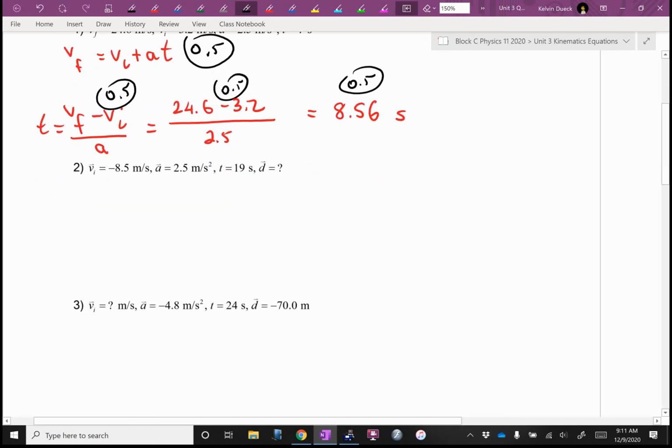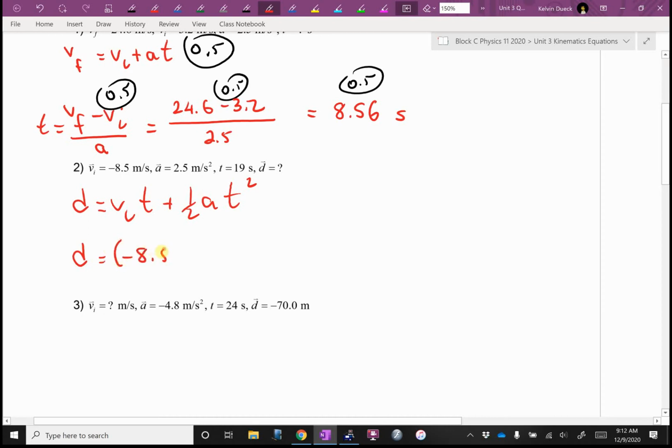Number 2. I think the equation is going to be D equals VIT plus a half AT squared. Yes? I've got to get the D by itself. Oh, it already is. So here, I would give you a half mark for writing down the original equation, and you'd get a free half mark because the D is already by itself. Yay. Plug and chug.